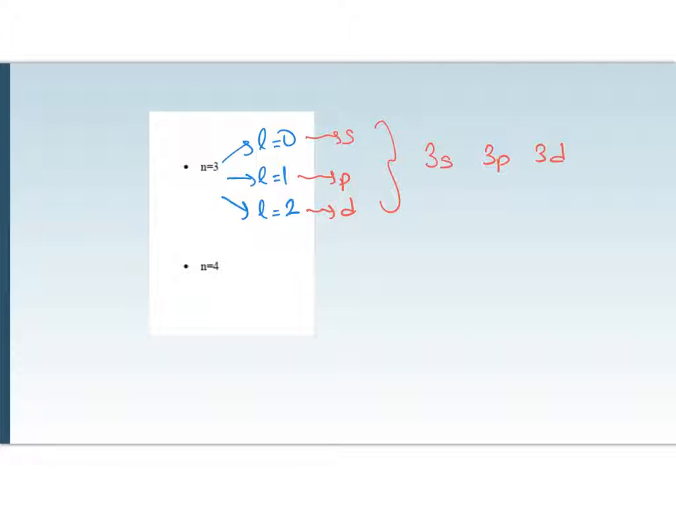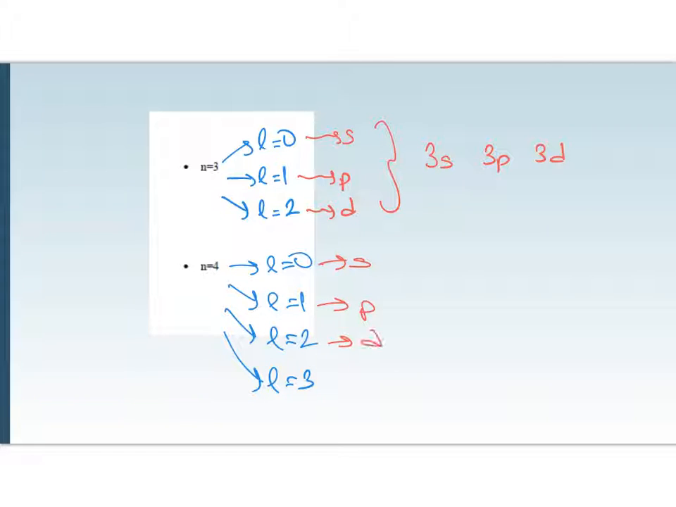And when n is equal to 3, l can be 0, l can be 1, and l can be 2. So this will give you s type, p type, and d type of orbital. So in the third energy level, you can have 3s, 3p, and 3d. And finally, when n is equal to 4, l is equal to 0, l is equal to 1, l is equal to 2, and l is equal to 3. So this will give you s-type orbital, p-type, d-type, and now comes the f-type. So in the fourth energy level, you have 4 different types of orbitals: 4s, 4p, 4d, and 4f.